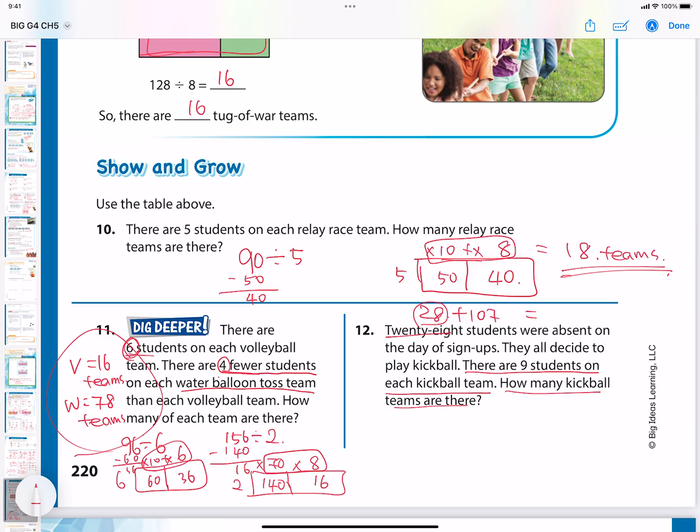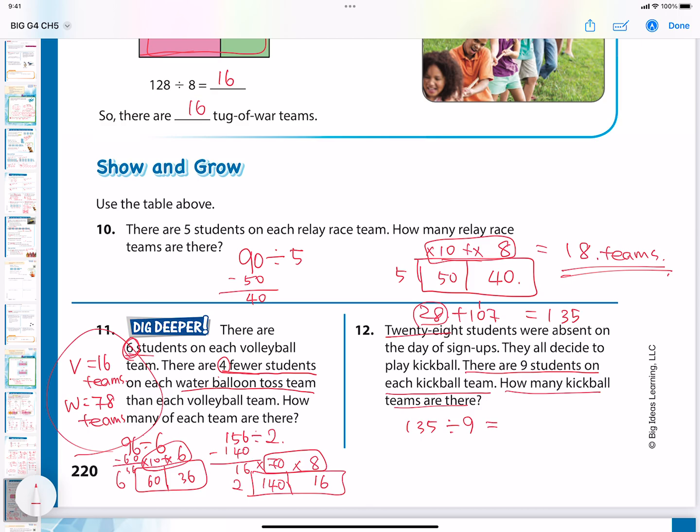7 plus 5 is 12, I'm going to carry. 8 plus 7 is what? 15. I'm going to carry 1 up. 1 plus 0 plus 2 is 3. And then 1. So total 135 students are playing kickball. And in each team, they have 9 students. So how many teams are there?